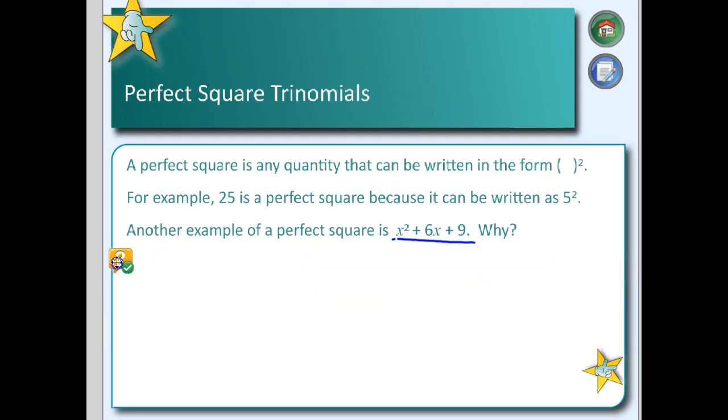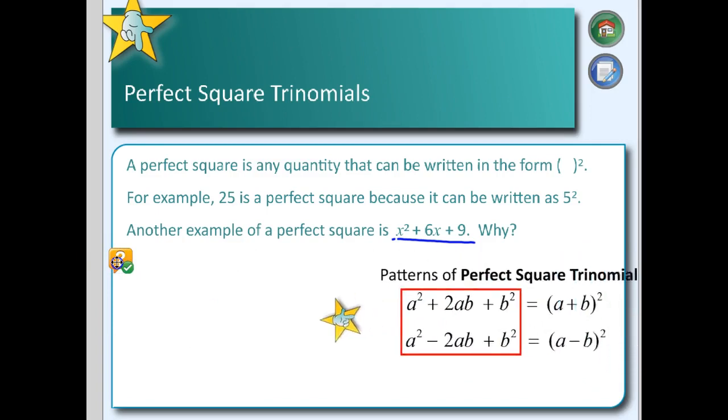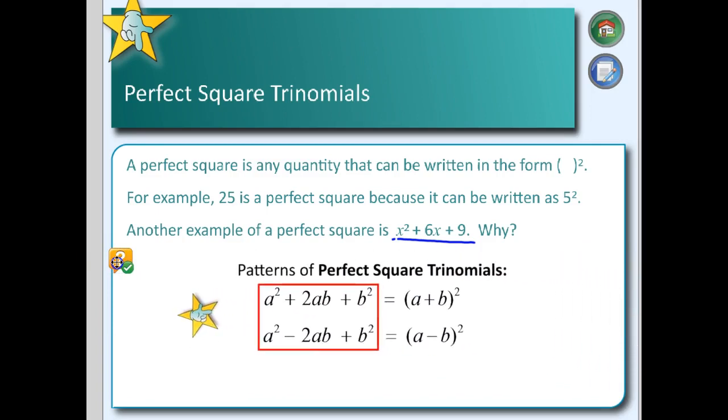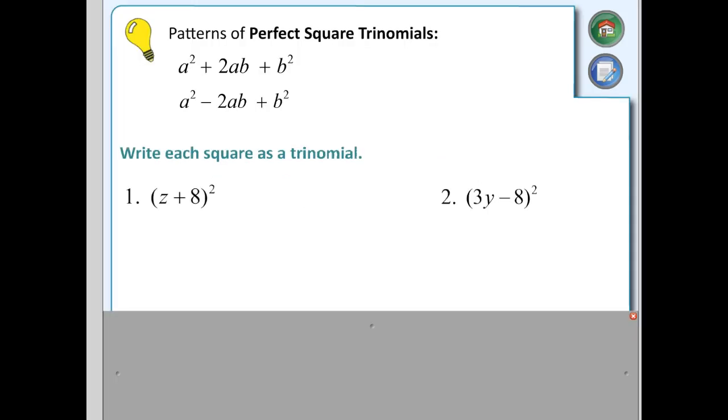So here's what it's going to look like. Patterns of perfect square binomials. Now, here's how we're going to apply it, and I'm going to show you on the next slide. But if you can memorize this pattern, it's faster than foiling. Now, I've got to say this. Let me go to the next slide.